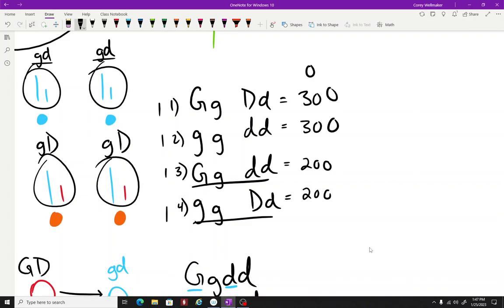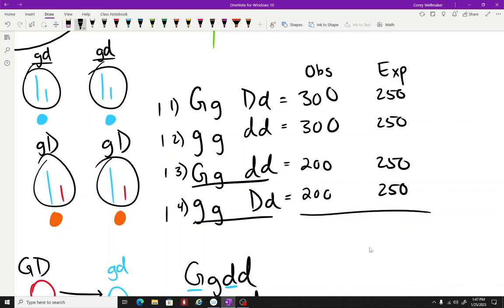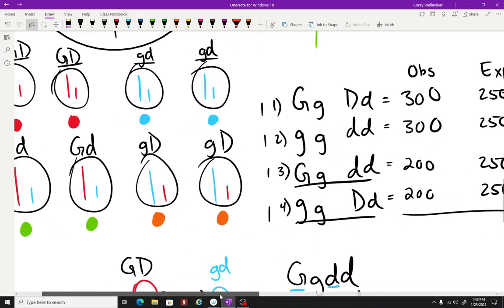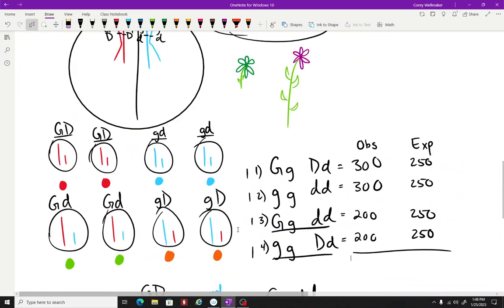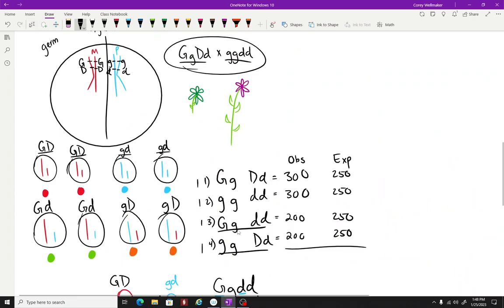If we assume, this is the observed, if we assume that they're on different chromosomes, then we can predict 250, 250, 250, 250. And then we can run our chi-square test, we can get our chi-square value, we can compare it to our critical value, and that can help tell us whether or not the genes are on the same chromosome or on different chromosomes. But we'll look at running the chi-square test, we'll look at why sometimes you get numbers that are close to 250, and why other times you get numbers that are nowhere close to 250.